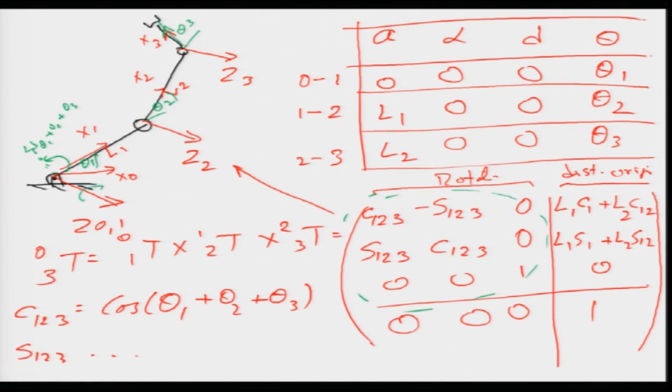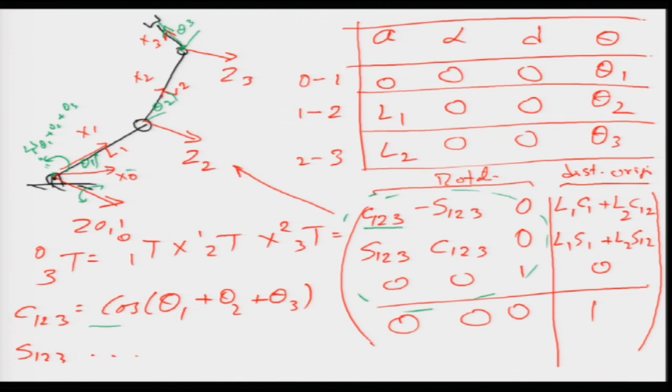It is a rotation about the z axis. So the rotation matrix is giving us that it is rotated by an angle of theta 1 plus theta 2 plus theta 3, which is correct. So this part of the matrix is correct. Now, what about the distance between the origins? The origin of the 0 frame is here and the origin of the third frame is there, right? So what is the distance between them?